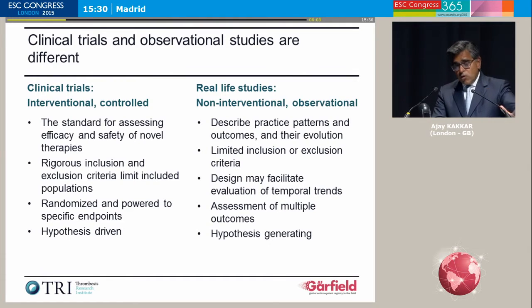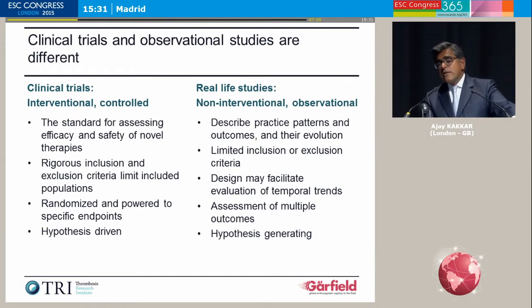Now, of course, Garfield is an outcomes registry. And as this is the year in which we're now starting to release not only 1 year but 2-year outcome data, I thought it's useful for us to rehearse the differences and the different purposes between randomized clinical controlled trials and real-life studies such as Garfield. And they're summarized principally on this slide.